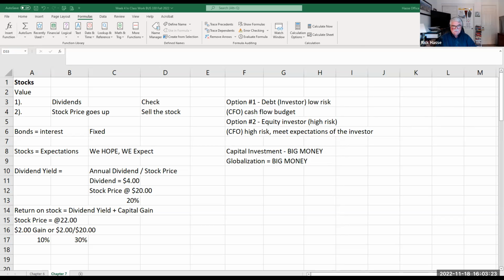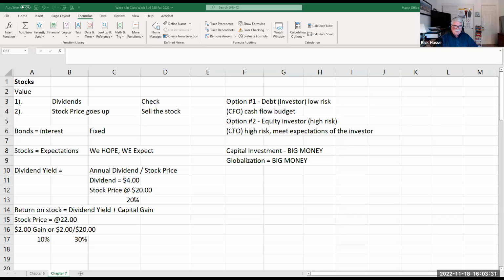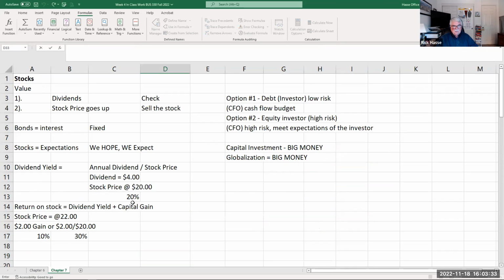A couple definitions to come out of stock. Number one, the dividend, let's say, is $4, the stock price is $20, that makes the dividend yield 20%. If somebody says the dividend yield on your stock is 20%, that's the dividend being paid for the current year divided by the current stock price of the company.